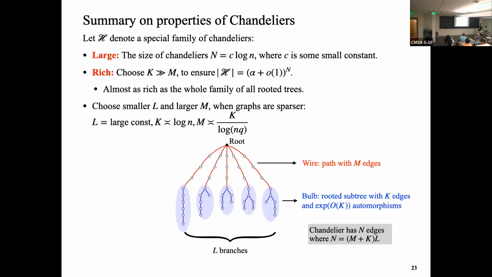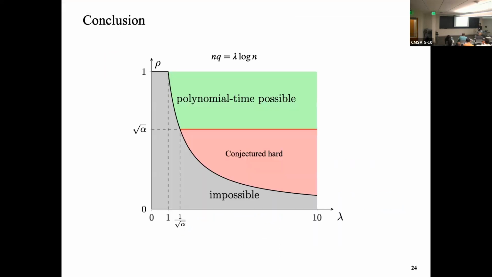Okay, and in the end, you can show that when you choose these parameters carefully, the number of branches is a large constant, the size of the bulb is log n, and the length of the wire is a little larger than the size of the bulb by a log factor, and this does everything that you need. Okay, very good. So let me maybe conclude. I think a nice takeaway message is this phase diagram in terms of when it is possible, easy or hard.